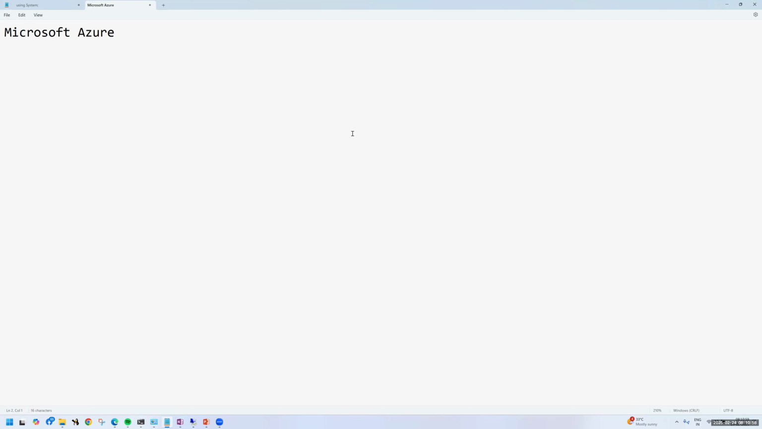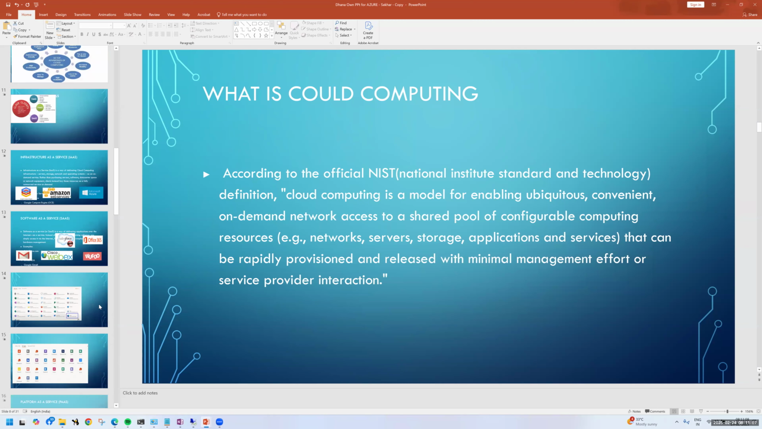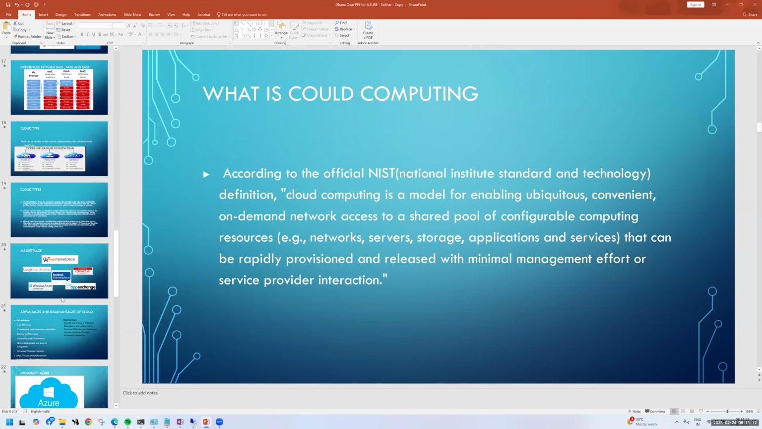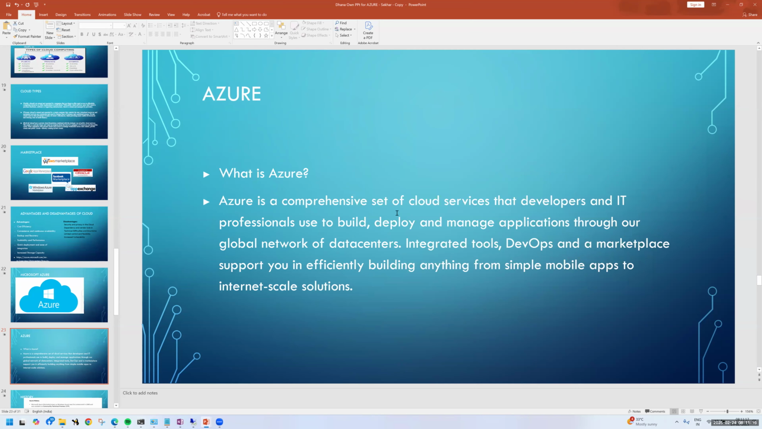Now you tell me, guys, what is Microsoft Azure? Very simple. Azure is a comprehensive set of cloud services where we can build, deploy, manage, and access applications through a global network of data centers. That is called Microsoft Azure.